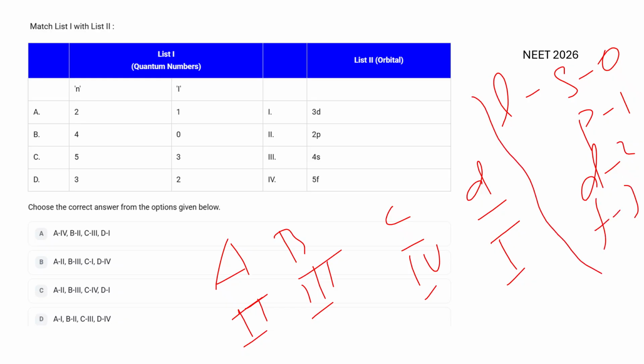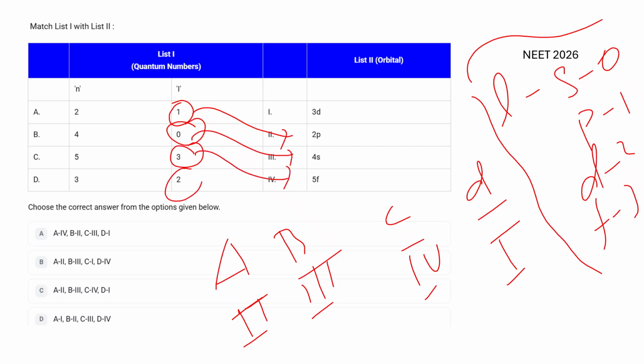This is from quantum mechanics or atomic structure. So 1 corresponds to p, 0 corresponds to s orbital, 3 corresponds to f orbital, then 2 corresponds to d orbital. This also results in the same. A is for the second option, B is for the third option, D is for the fourth option, then A is for the first option. So this also results in 2, 3, 1, 4, which means option B is the right answer.